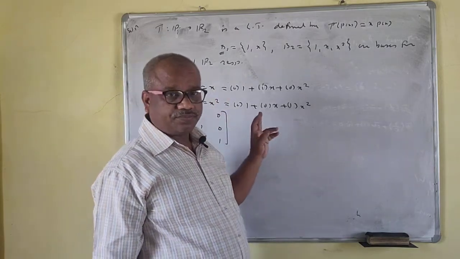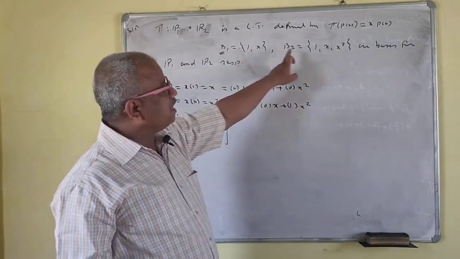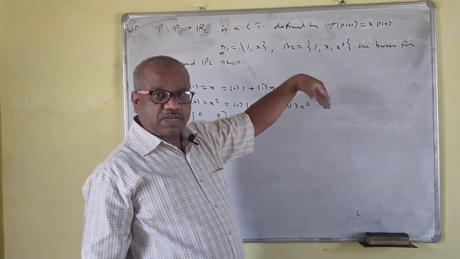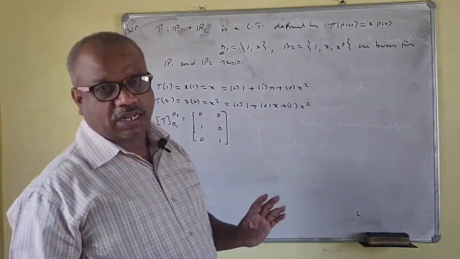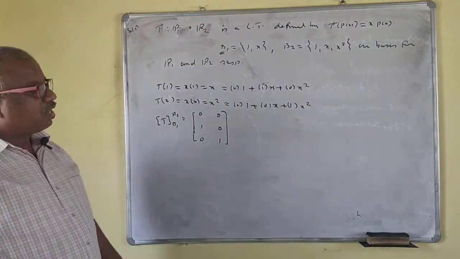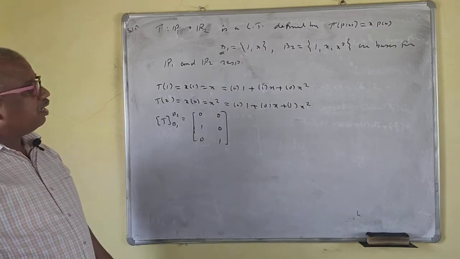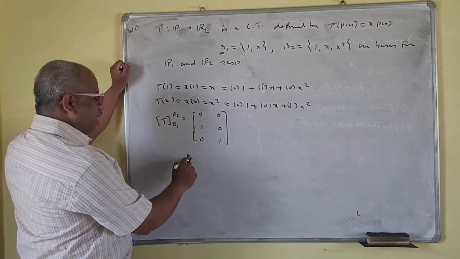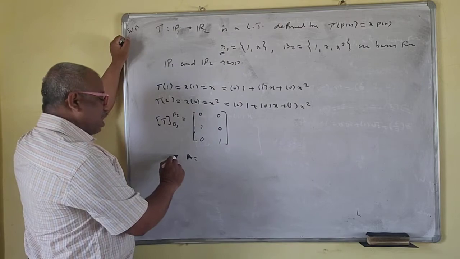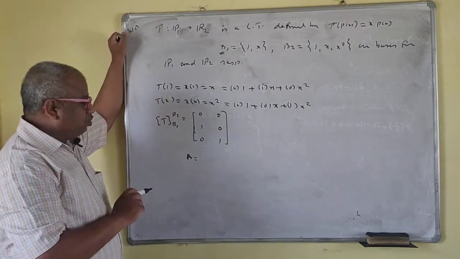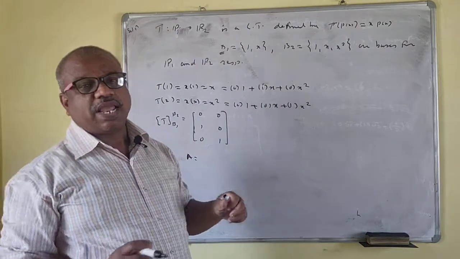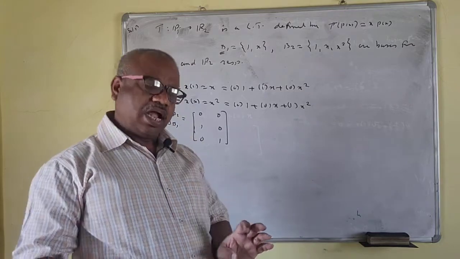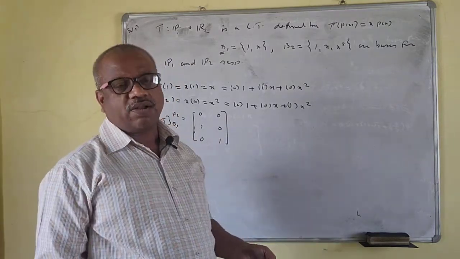For each vector, if T of the vector is expressed as a linear combination of the basis, then the coefficients are the column of the matrix. I hope you can do this for any linear transformation. For the standard matrix of T, call it A, the rank of A is the same as the rank of T. So if you want to find the rank of the linear transformation, find the standard matrix of T and find the rank of that. That will be the rank of T.